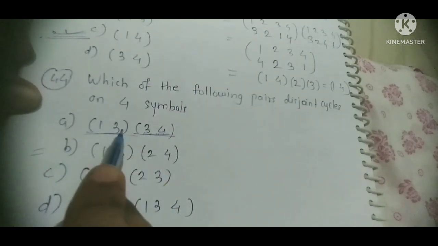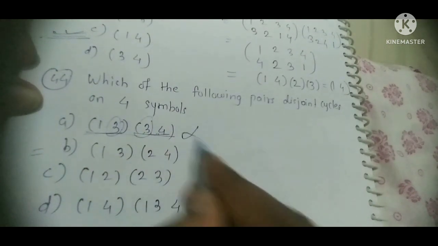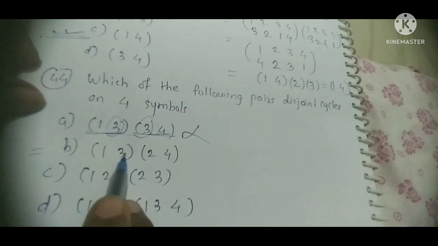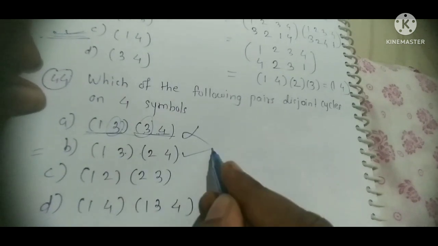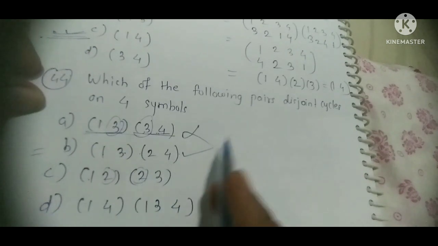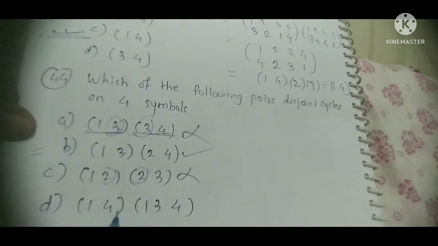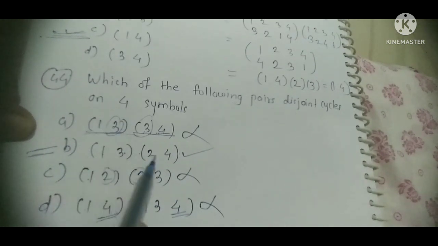So here 1 3, here also 3, and here also 3. So this is not a disjoint cycle. Here 1 3 2 4, this is a disjoint cycle. 1 2, here also 2, and here also 2 is present, so this is not a disjoint cycle. Here 1 3 and 1 3 4, here 4 is present, here also 4 is present. This is also not a disjoint cycle. So the correct option is option B, 1 3 2 4, because there is no common element present in both cycles.